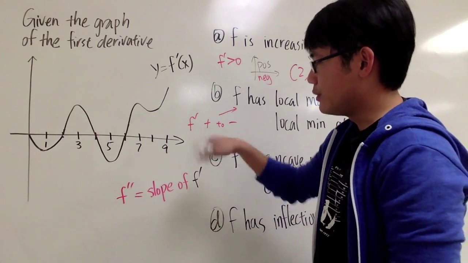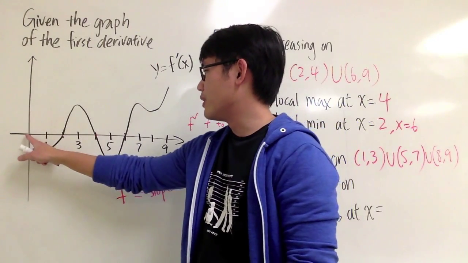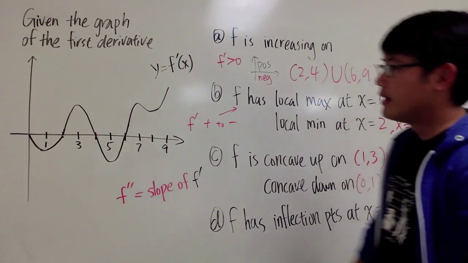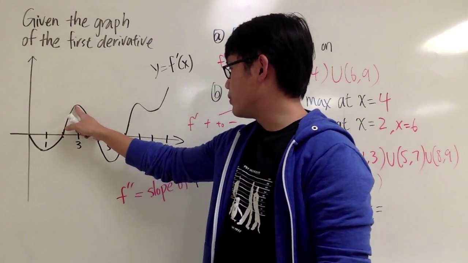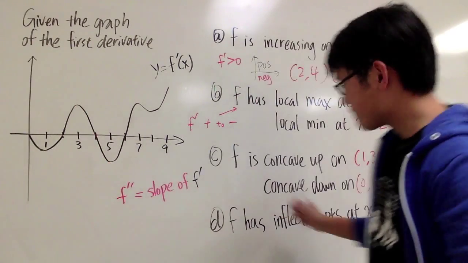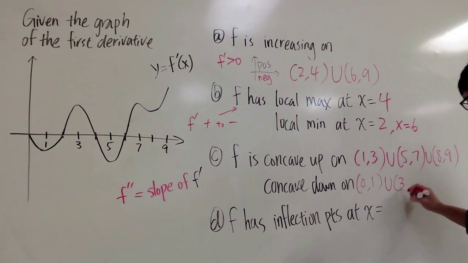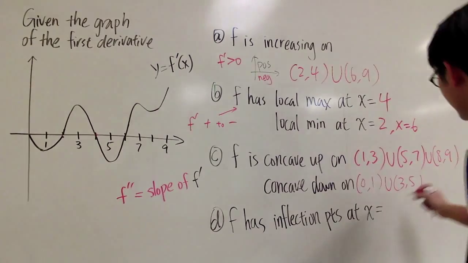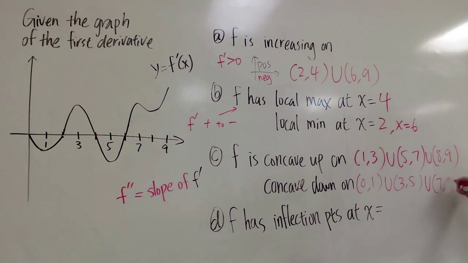And now for concave down, you just look at the opposite. I want the graph to be going downwards. So in another word, from 0 to 1, that's the first one. And going down from 3 to 5, so I'll put union 3 to 5. And 7 to 8, the little piece right there, so union 7 to 8.